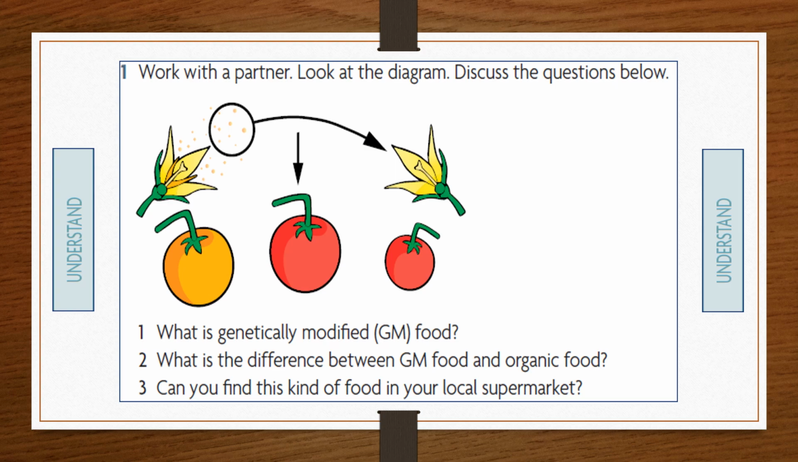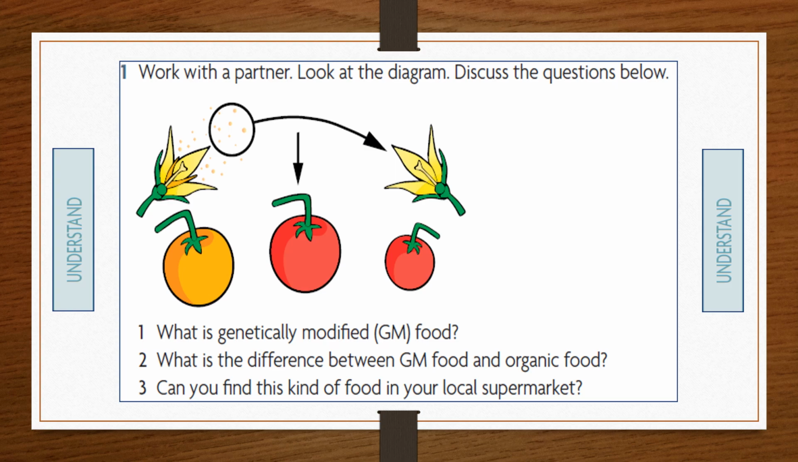So we expressed the meaning of genetically modified food, and we differentiated between genetically modified food and organic food, and we mentioned that they are not opposite. So what are the advantages and the disadvantages of genetically modified food and crops?